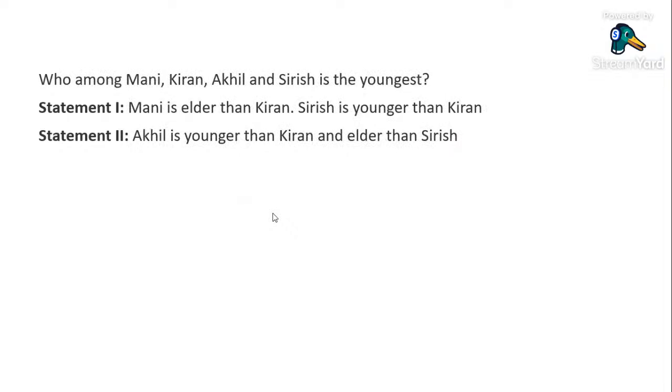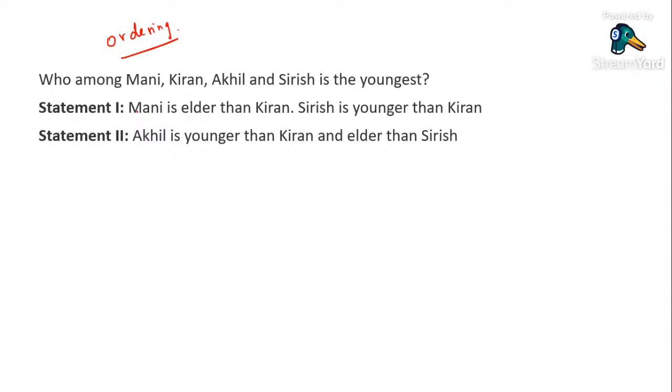Read the question carefully. This is a question based on ordering. There are four persons: Mani, Kiran, Akil, and Shirish. You are supposed to find who is the youngest person. What is the question they're asking? Who among Mani, Kiran, Akil, and Shirish is the youngest?